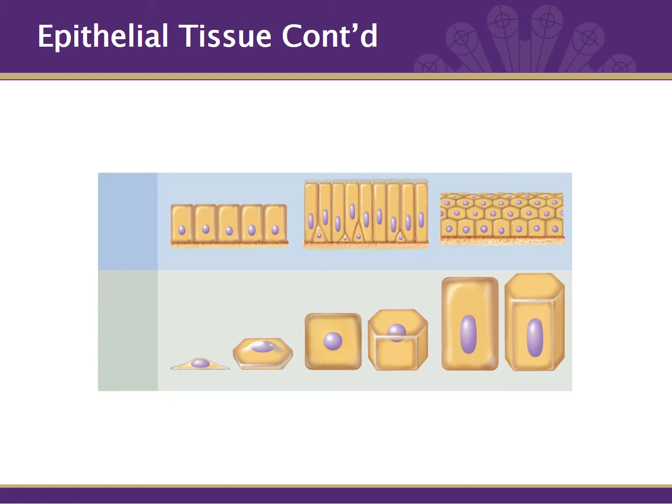The top right shows stratified. Only one layer touches the basement membrane, and all other cells are stacked in layers on top of the bottom or basal layer. The second row shows the various shapes: squamous on the left, cuboidal in the middle, and columnar on the right.